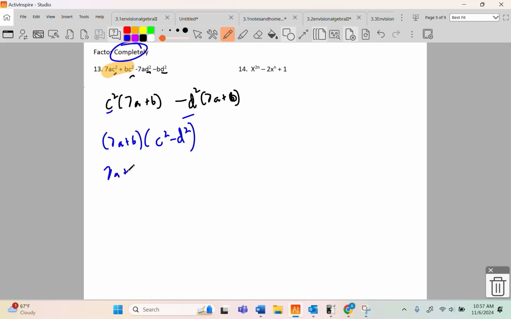C squared minus d squared does, believe it or not, factor. To make a c squared, it takes a c and a c. To make a d squared, it takes a d and a d. And to cancel out to nothing in the middle, positive, negative.